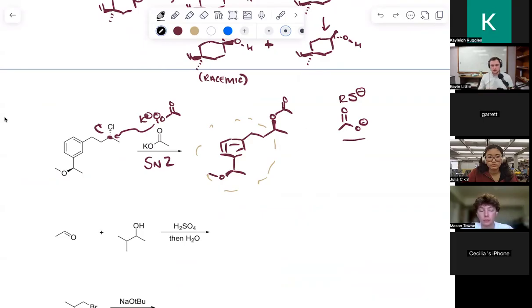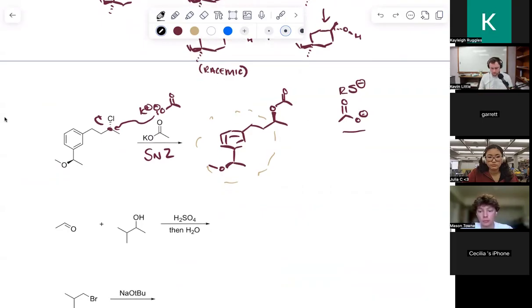But yes, to go back to the original question, in general, on secondary alkyl halides for 2s, E2 and SN2, it's going to favor elimination unless you have one of these specialty nucleophiles.